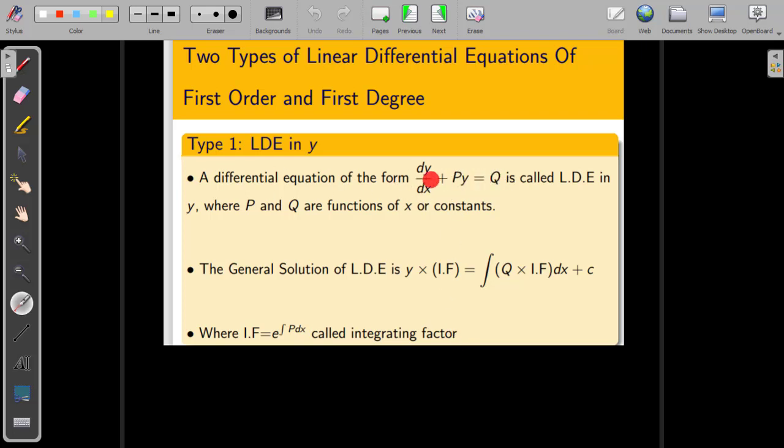So these are the main requirements. First you understand the standard form. Here the symbols you must know: p, q are functions of x or constants. Now you can use the formula to find the general solution with the help of the integrating factor. Then you will get the required solutions of the linear differential equation. This is called type 1 only. In later lectures, we will discuss linear differential equation in x. Now let's take some examples.